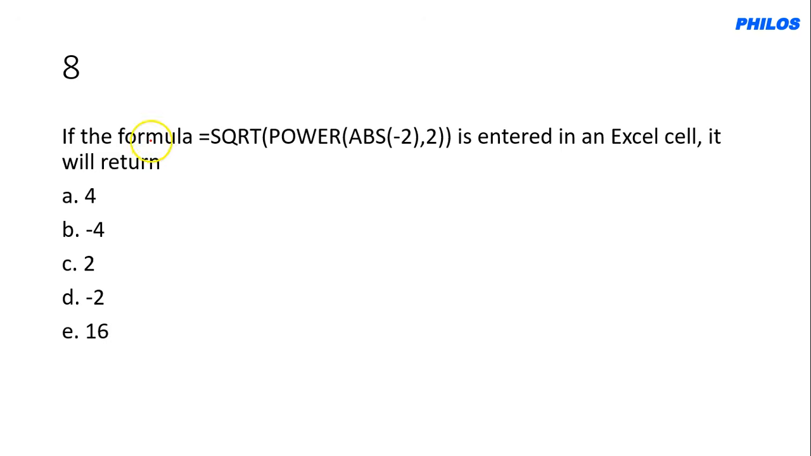Question 8. If the formula equals SQRT into bracket POWER into bracket ABS into bracket -2, comma 2, bracket close again. Now this particular bracket is closed for the one where the bracket starts for ABS. And this second bracket is closed for the one where the power starts from. Now to solve this also, first we need to solve what is within the smaller bracket here.